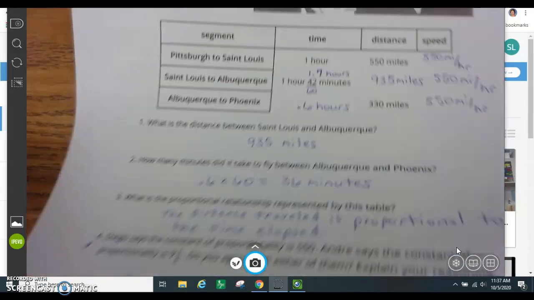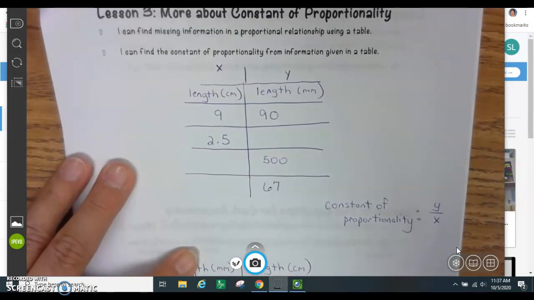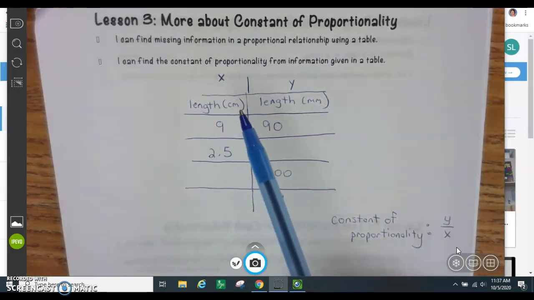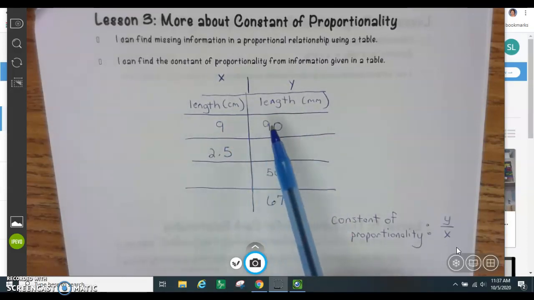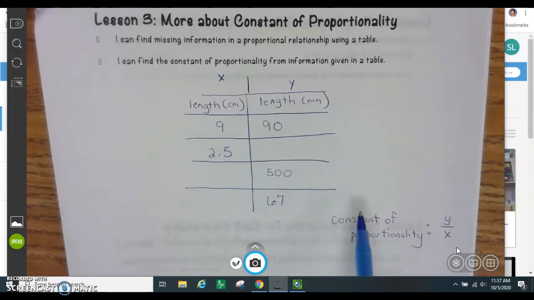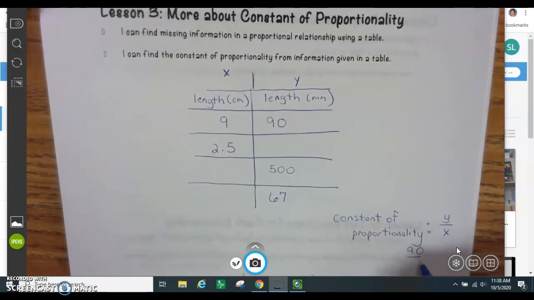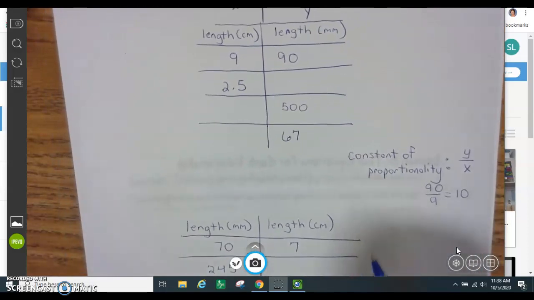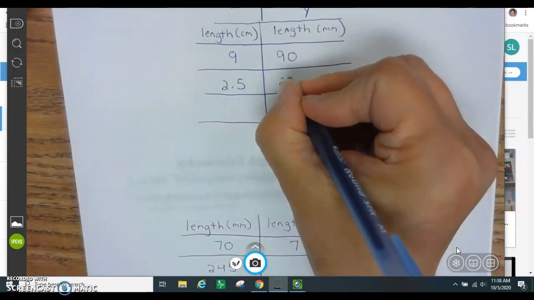Okay, so let's go in our notes now to lesson 3. And what we have here is a table, and we're comparing centimeters to millimeters. And if it's 9 centimeters, we learned it was 90 millimeters. So what's our constant of proportionality here? We're going to take y over x. So that would be 90 divided by 9, which gives us 10, right? So our proportionality, we're multiplying by 10. So we take 2.5 times 10, you get 25.